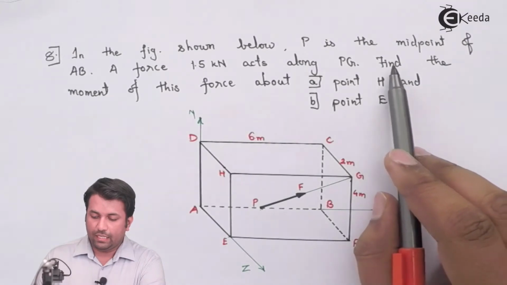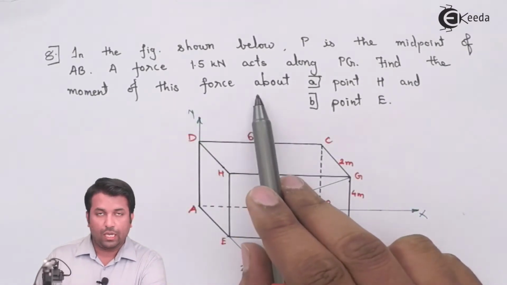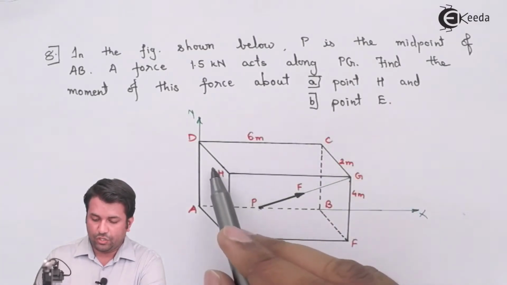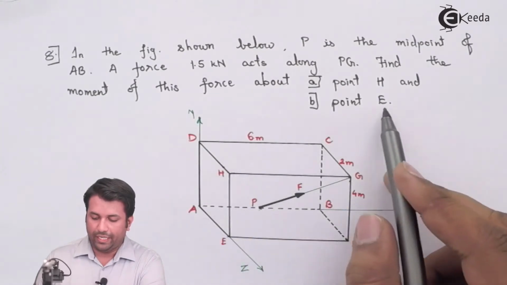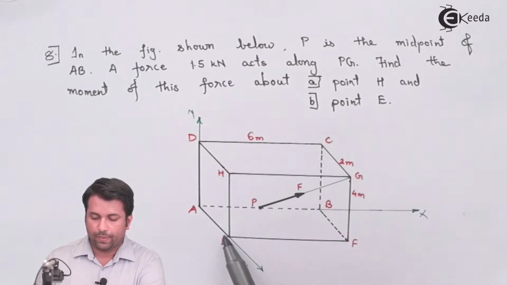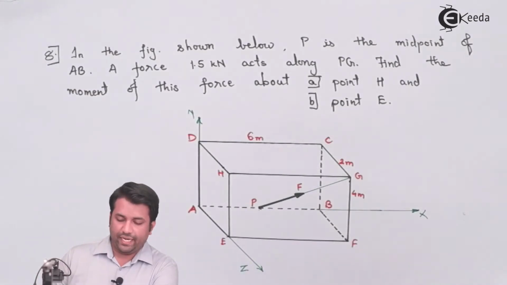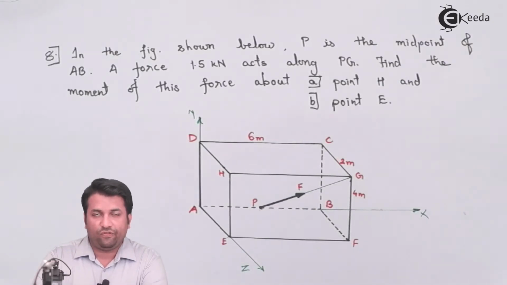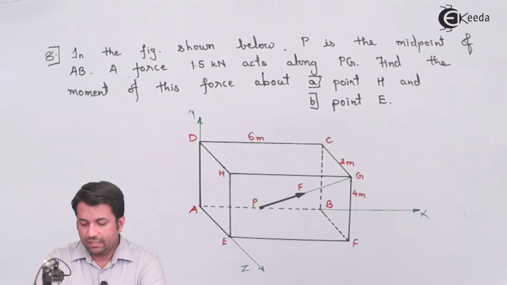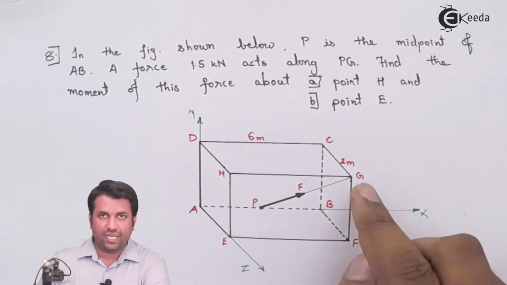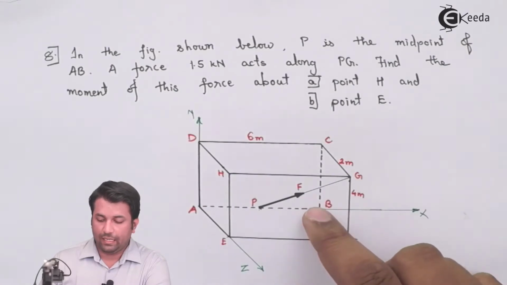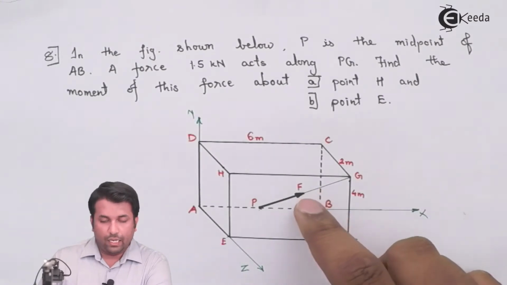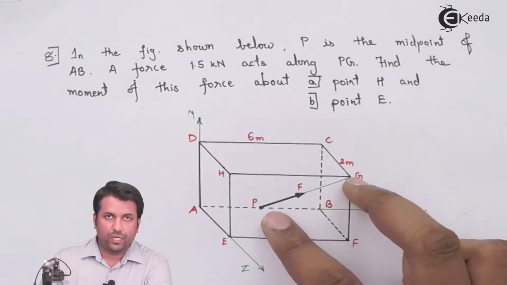I need to find the moment of this force about the given points, that is point H over here and point E, that is over here. We have seen how to find the moment of a force. Just to brush up, first we need to find out the force vector, that is the force which is acting from P to G. I need to find out the force vector for that, and to do that we have solved pretty many examples.